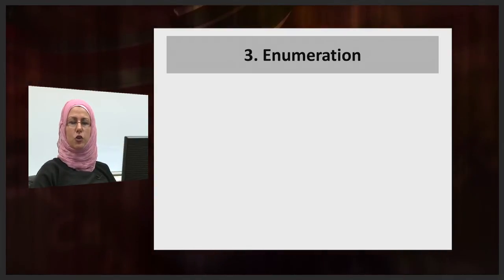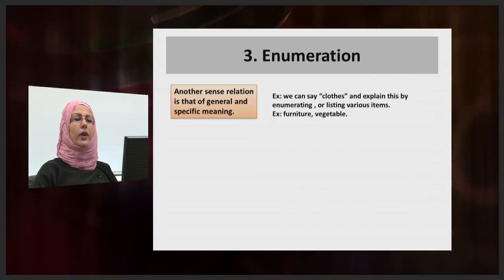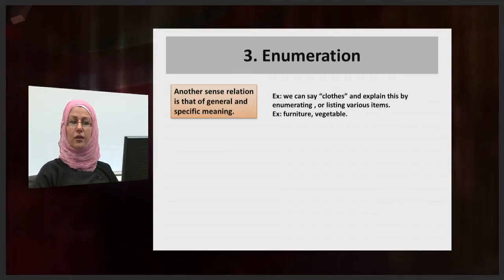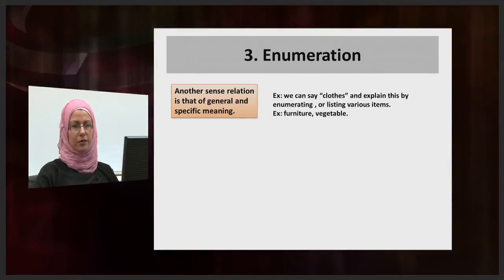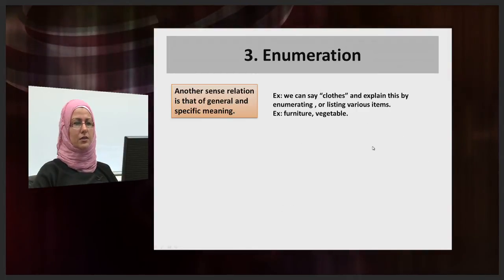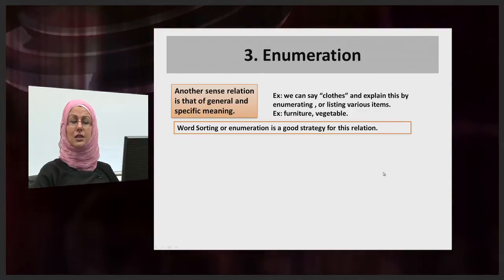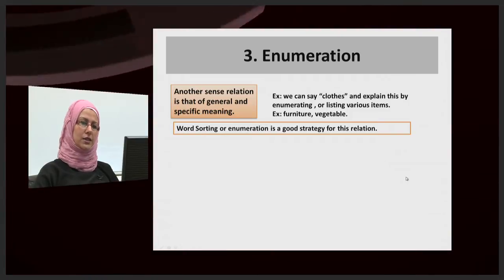Strategy number 3 is enumeration. Remember, in lesson 1, we talked about sense relations between words. And another sense relation is that of general and specific meaning. For example, we can say clothes and explain this by enumerating or listing various items under this category. Furniture, vegetable. These are two other categories. So word sorting or enumeration is a good strategy for this kind of relation between words.